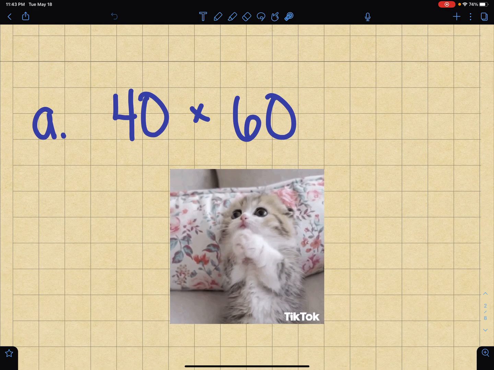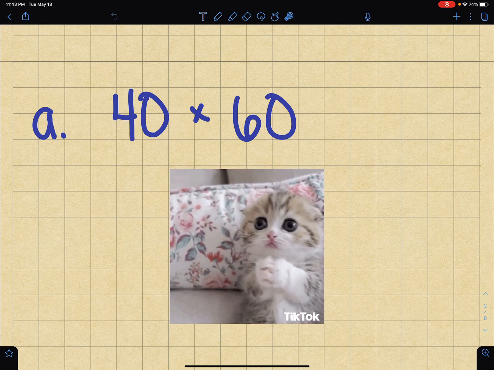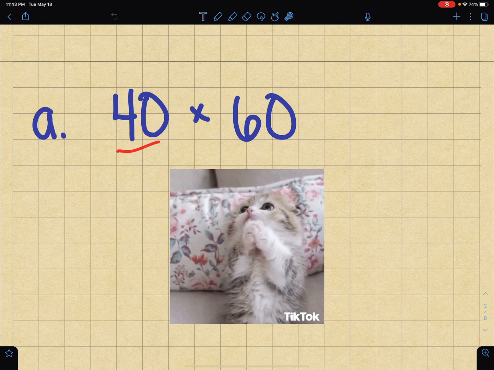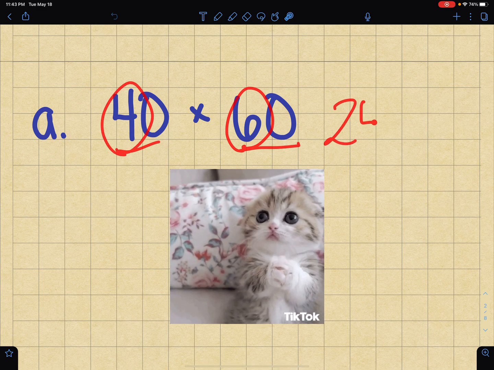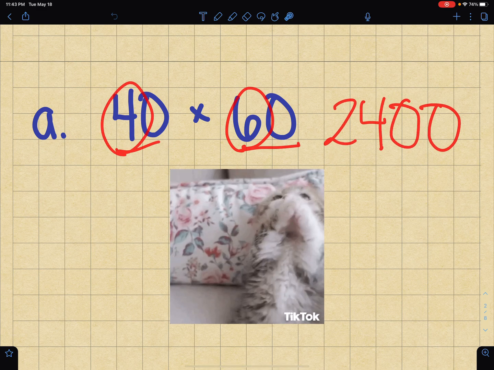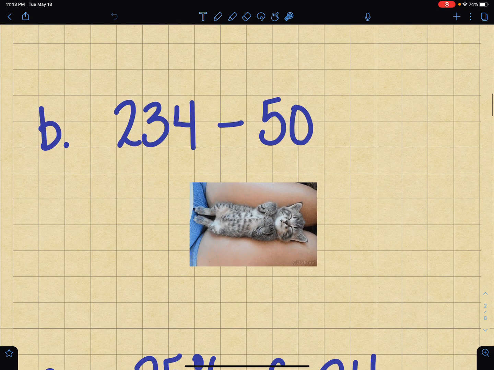Okay, we're going to see some really cute pictures of baby kittens while we do mental math. What is 40 times 60? Remember, do the numbers first. 24, add 2 zeros. 2,400. Okay. B, what is 234 minus 50? Oh, tricky, tricky.